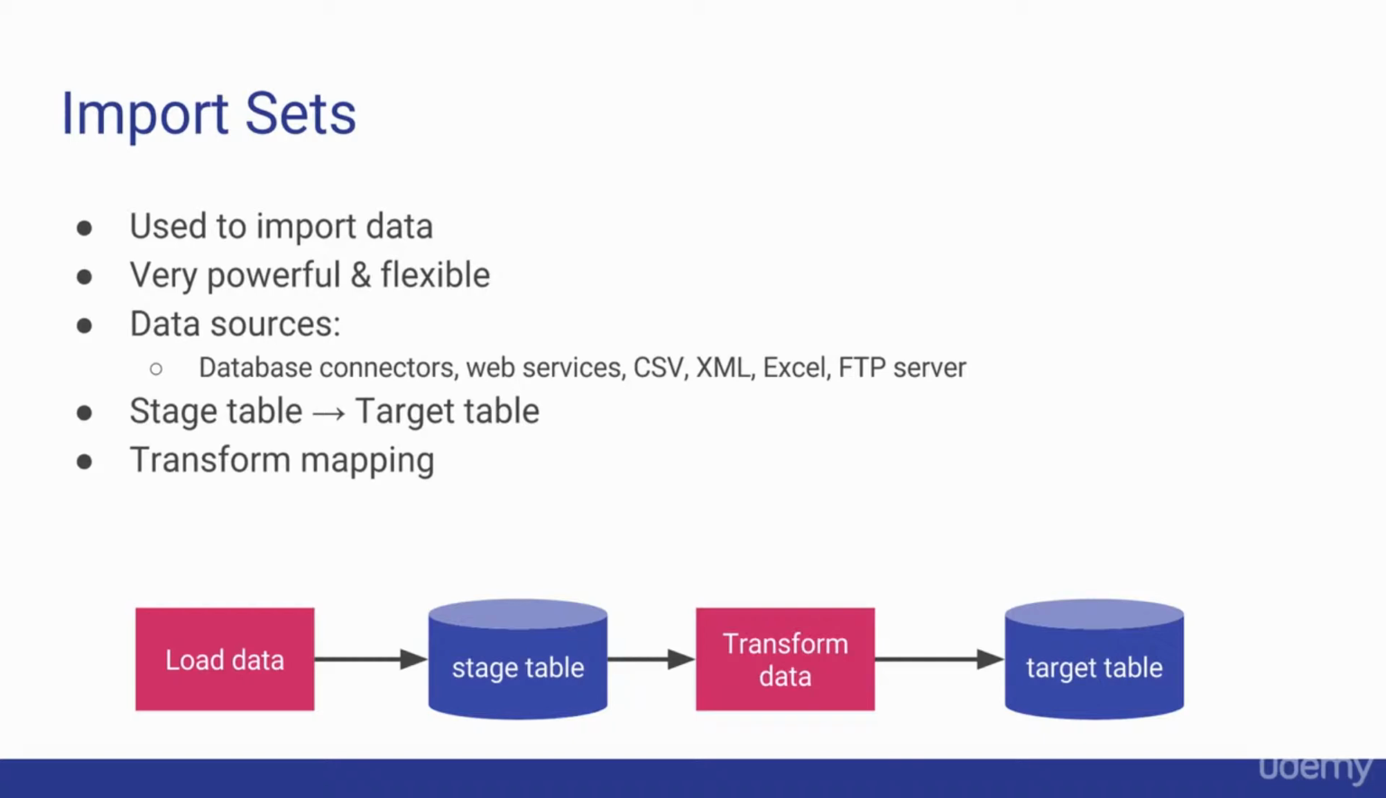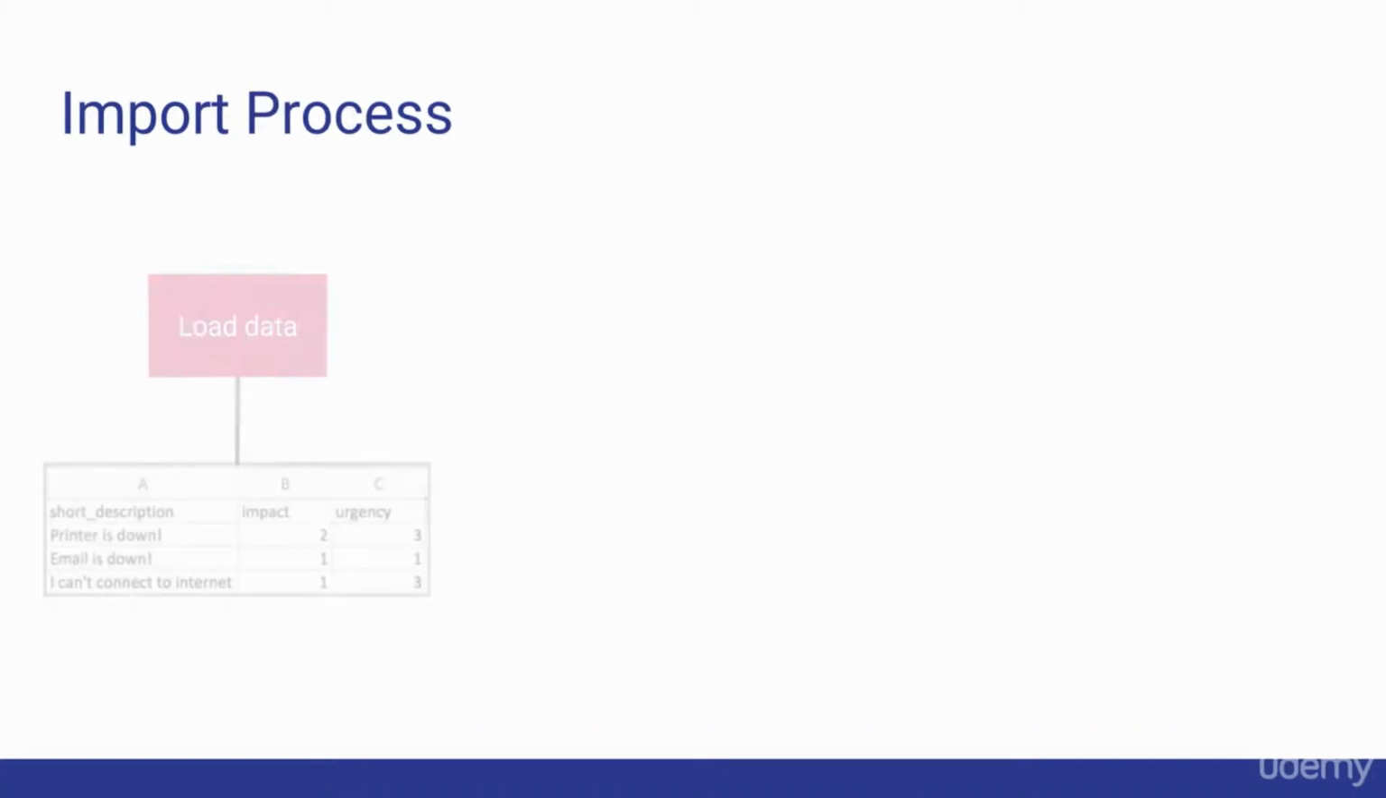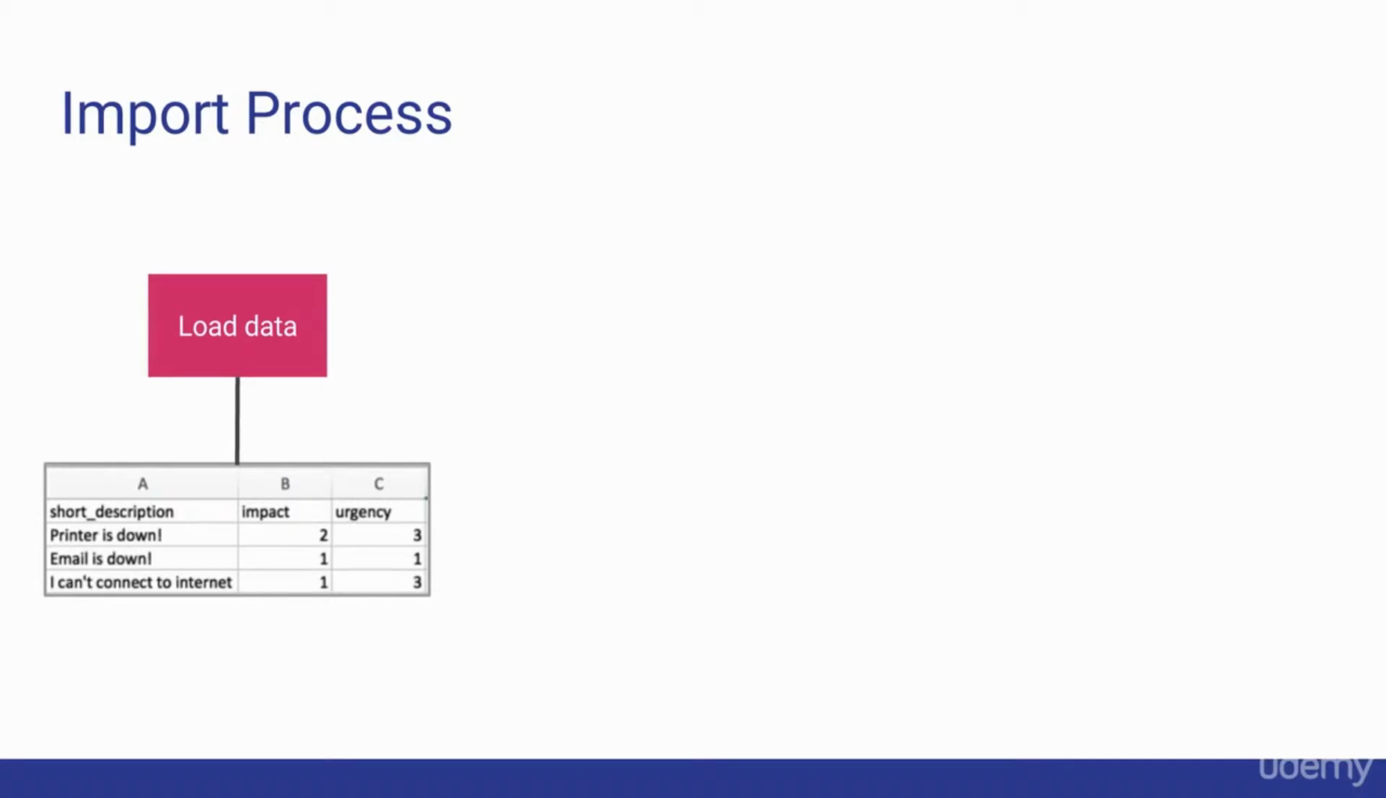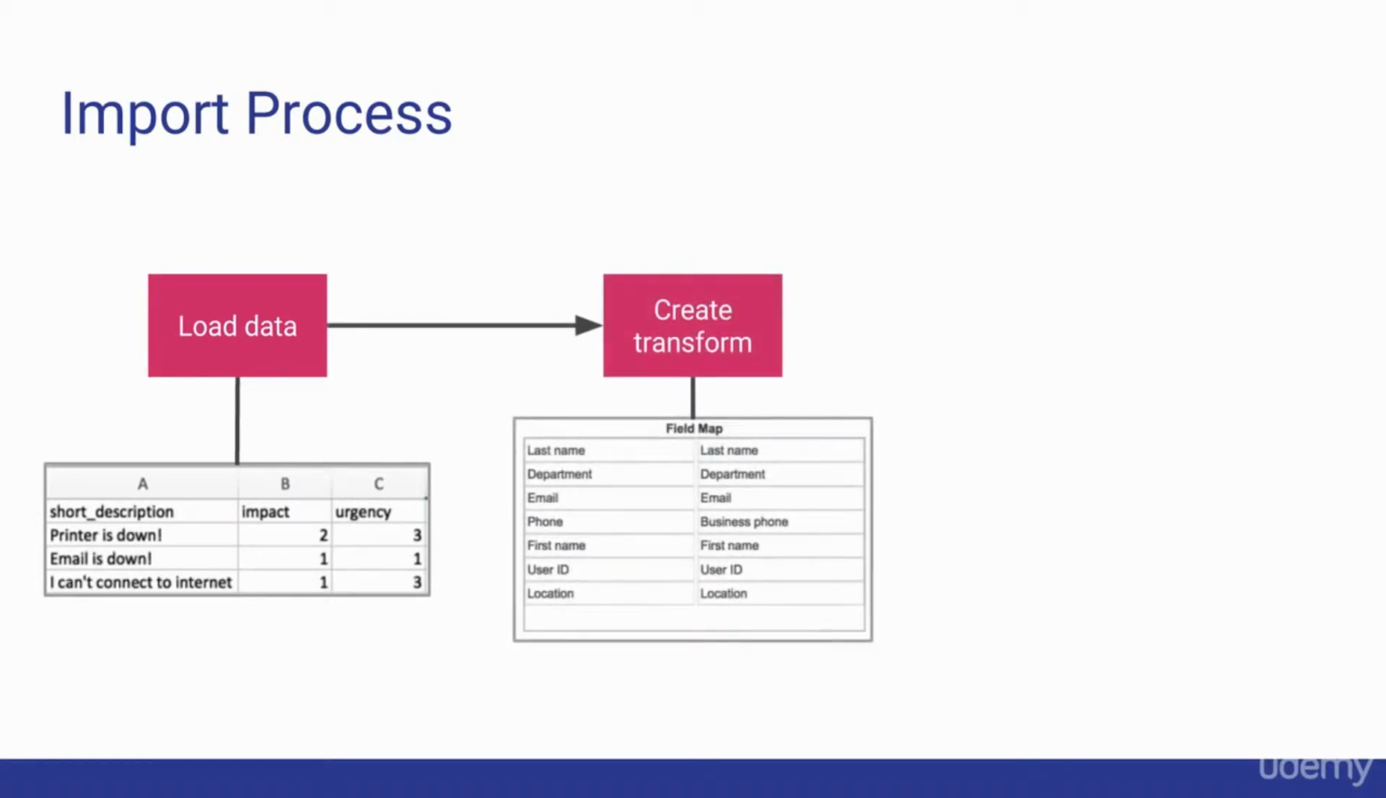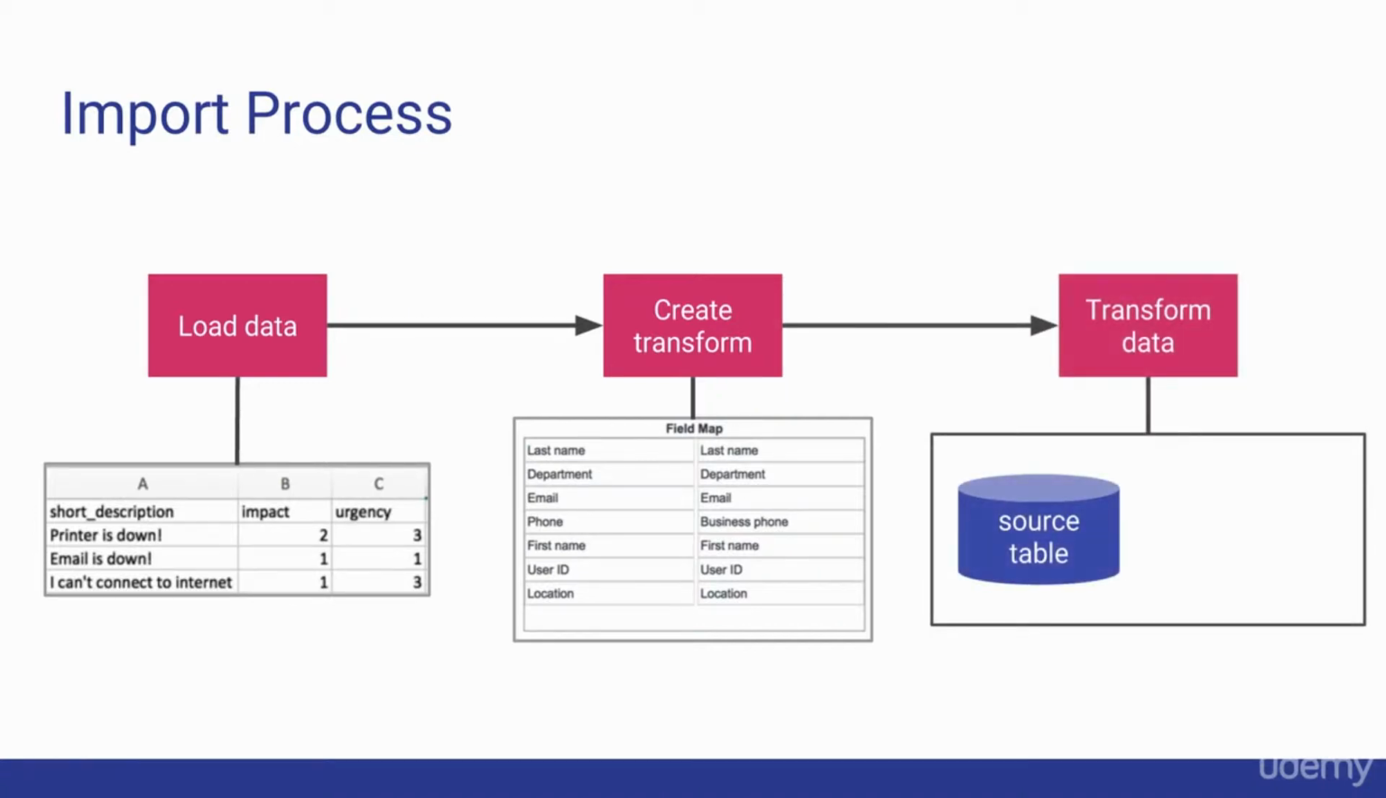Now let's walk through the process. First, we load the data into the system using an import set. Next, we create a transform map and configure the mappings for each data point from its source table to its target table. Finally, we transform the data from the source table into the target table. It's important to note that transform maps may be created before the data is loaded if you have an understanding of which fields will be loaded into the staging table.